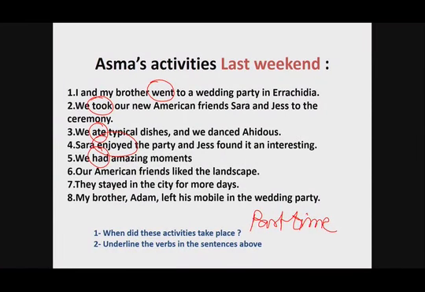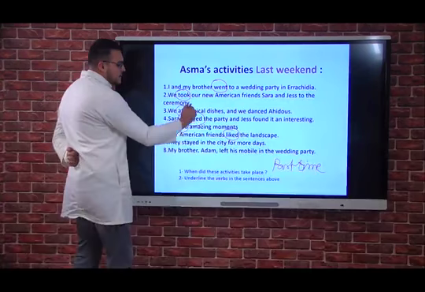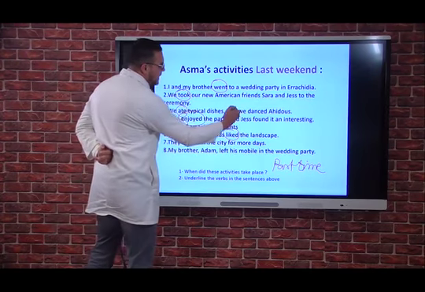6. Our American friends liked the landscape. And we say in here, the verb is to like. In the simple past, we say liked. Excuse me, we go back to number 3 in here, because we didn't finish our sentence. We ate typical dishes and we danced a hidus.